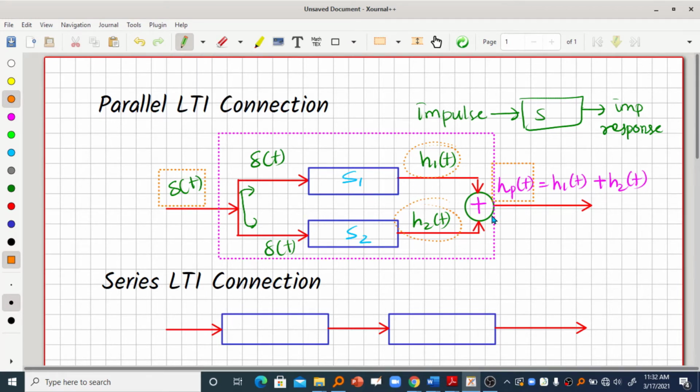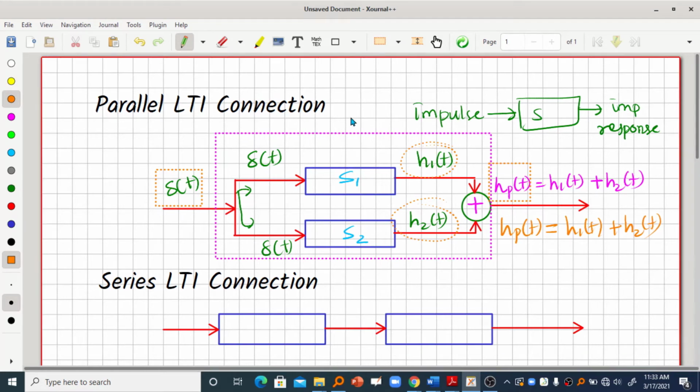If you connect LTI systems in parallel, we have to add the impulse responses of the individual systems to get the output, that is HP of t. The parallel connection impulse response is equal to H1 of t plus H2 of t. So that is the basic idea in the case of a parallel connection. Let us call the entire system as a single system SP. Actually, SP is a parallel connection of S1 and S2, so its impulse responses will be added in the output.